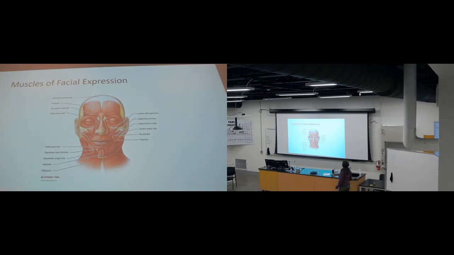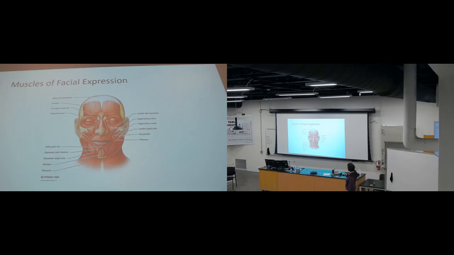So here is the location of the muscles of facial expression. This is the epicranialis or galea aponeurotica. So this is the membrane, the aponeurosis that connects these frontalis muscles with the occipitalis. So this is the one that raises our eyebrows. Here we have the corrugator supercilii, the one that does this.